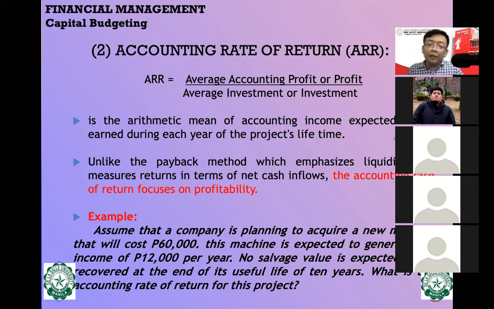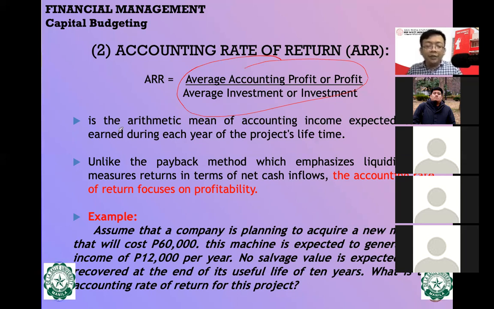Sa ibang libro, ang tawag ay average rate of return or annual rate of return. Arithmetic means of accounting income expected earned or to be earned during each year in the project's lifetime. So unlike payback period, it would emphasize on the profitability. That's why you have here your profit, diba? Profit, you divide it by your average investment.